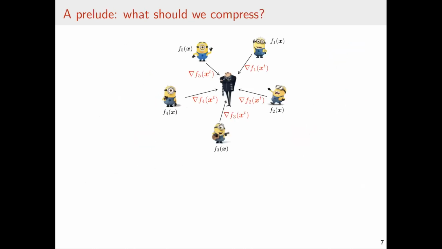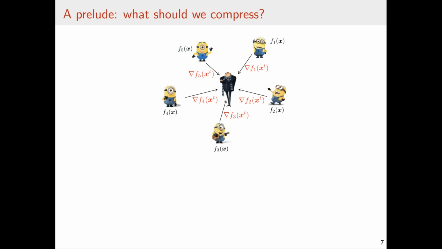All right, so let me just start with a prelude before I jump into the algorithm I want to talk about. Since we're going to use compression as the primary scheme to do communication compression, naturally, I want to look at what we should compress, right? So if you look at this naive parameter server model, usually all the agents will be sending their local gradient evaluated at some global parameter xt to the parameter server.